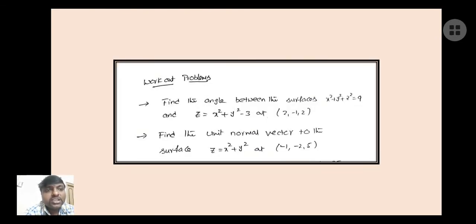Okay, so please work out the problems. I give 2 problems for workout. Solve these problems, note it down. Okay, in the next lecture, I will discuss the divergence of a vector point function and curl of a vector point function. Okay, thank you.